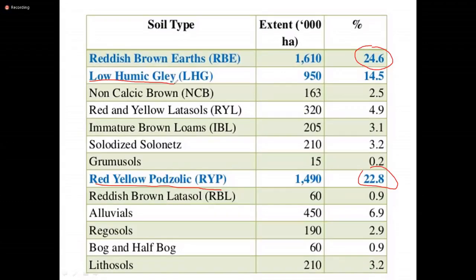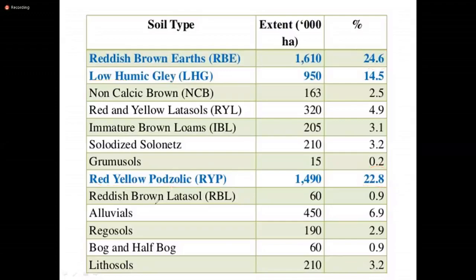In addition to that, we have other soil types: non-calcic brown, NCB, red and yellow latosol, RYL, immature brown loam, IBL, solodized solonetz, solonchak, reddish brown latosolic soil. Don't confuse reddish brown latosolic soil with reddish brown earth, because reddish brown earth has the highest percentage of soil type rather than the reddish brown latosolic soil. Also alluvials, regosol, and bog and half bog. So you can see these soil types are there in Sri Lanka.